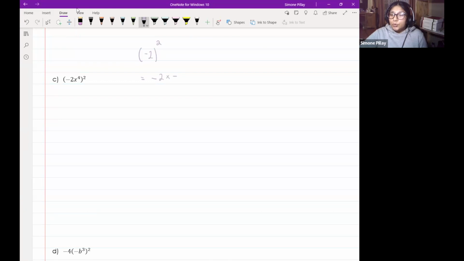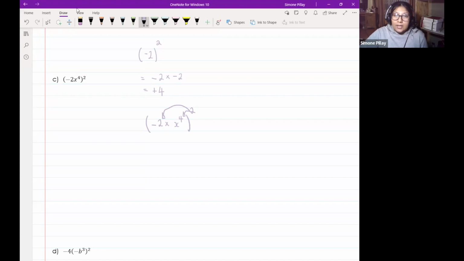Why? Because (-2) all squared means -2 times -2. And what do I know? That gives me a negative times a negative, which is a positive, and 2 times 2 is 4. And so what do I know about something like (-2x)^4? It really means -2 times x to the power of 4. And so when we have an exponent outside of my brackets and all of this is inside my brackets, what I have to do is apply that exponent law to both of my numbers inside my bracket.